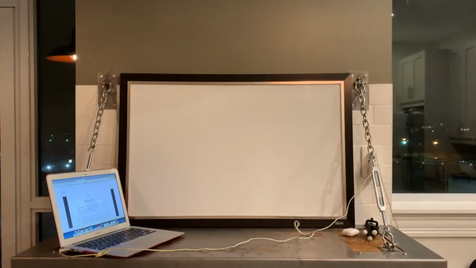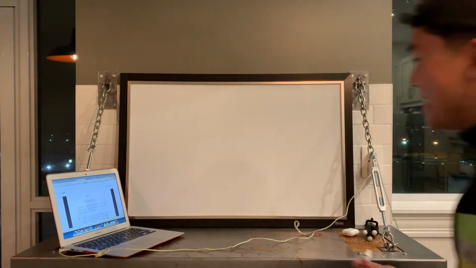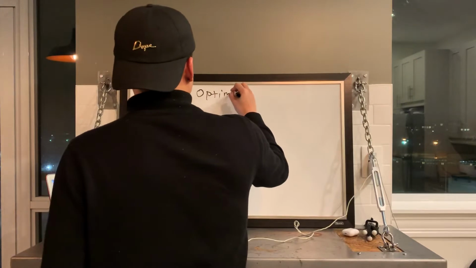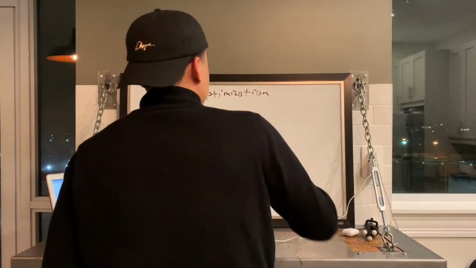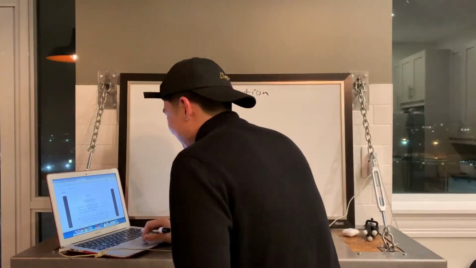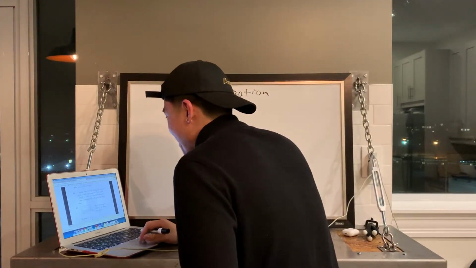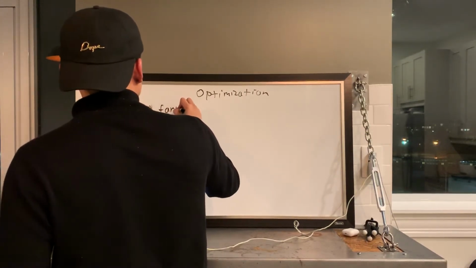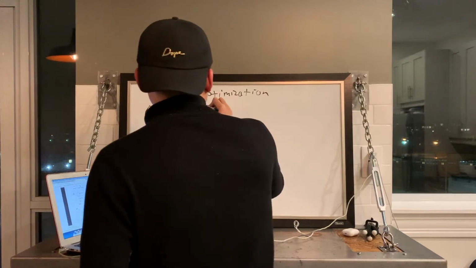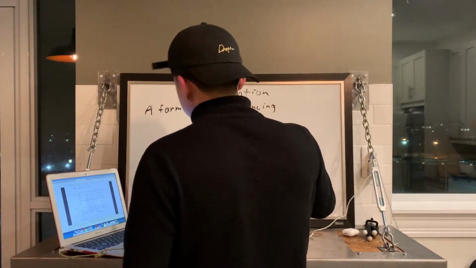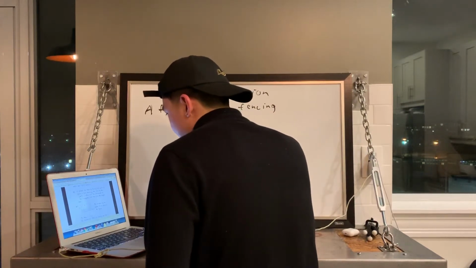Alright guys, so what we're going to do today is talk about optimization problems. This is like the core of calculus. And we're going to do this one: a farmer has 800 meters of fencing, and wants to fence a field.